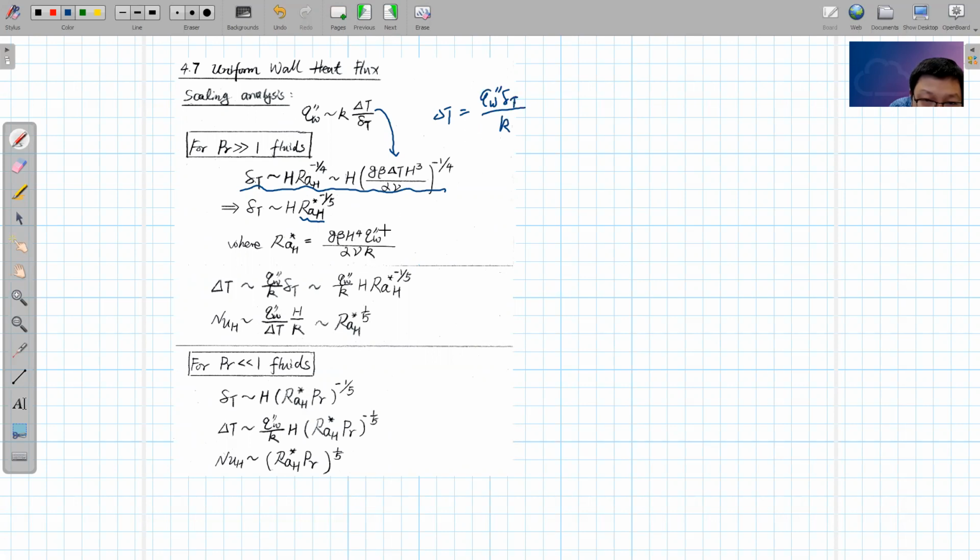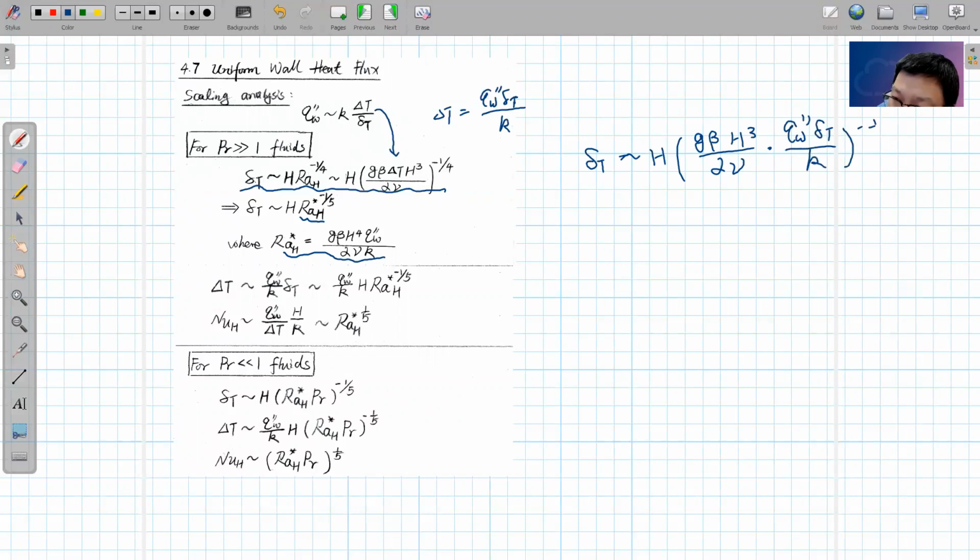Yeah, because the delta T scale is moving to the left-hand side. Okay, so we have these things here. So we define a new Rayleigh number, and let me write it down so maybe we can calculate it. So delta T will be equal to H times this g beta delta T H cubed over alpha nu times this q_w prime delta T over k to the power of negative 1 over 4, right?